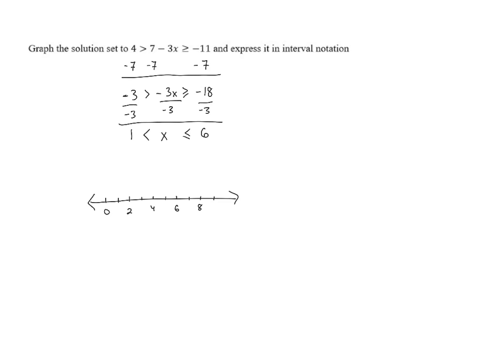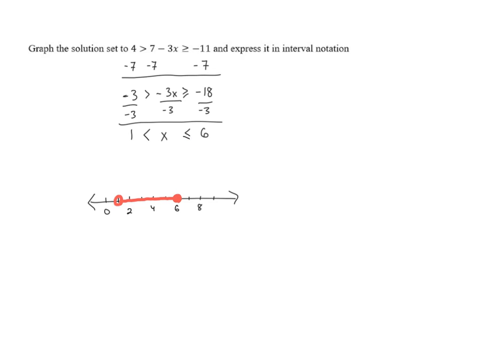We know the solutions are going to be between 1 and 6, so we can shade between 1 and 6. Now x is not allowed to be equal to 1, so that means we're going to have an open circle at 1. But we know that x is allowed to be equal to 6, so we're going to have a closed circle at 6.